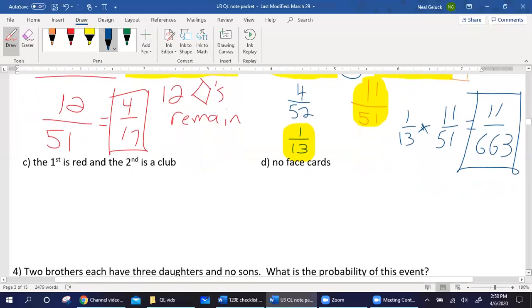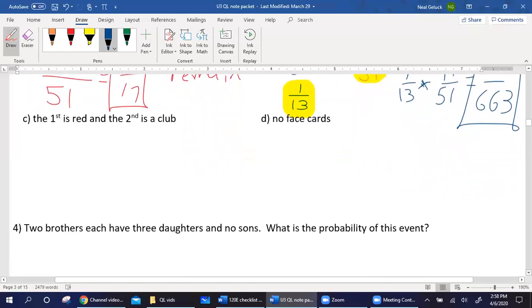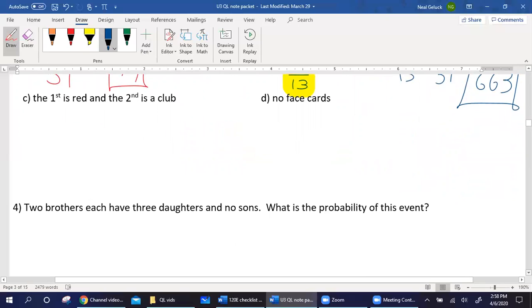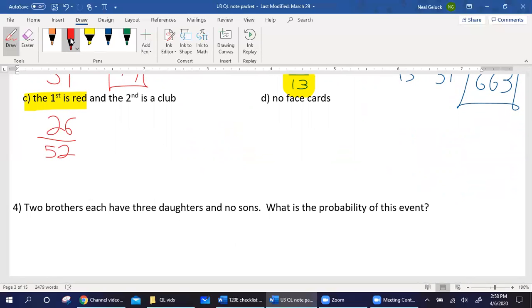On letter C, the first is red, okay? The first is a red card. So there are 26 red cards, 13 diamonds, 13 hearts out of 52, which again, you can reduce to 1/2. The second is a club, okay? Remember, we've already dealt a red card, so there's only 51 in the deck. Well, if the first card was red, that did not influence the clubs because clubs are black. So there's still 13 clubs, but there were only 51 cards total.